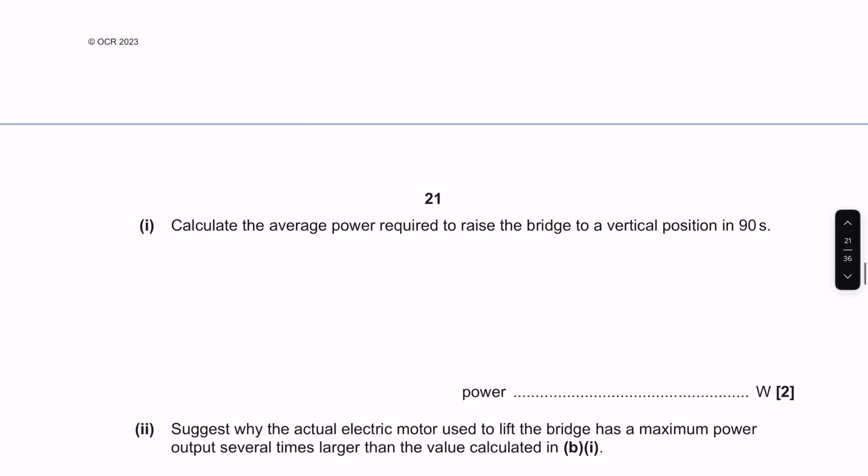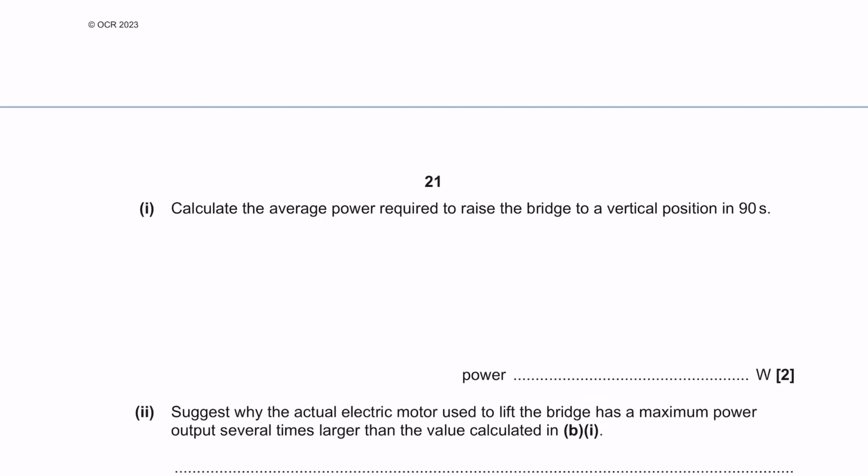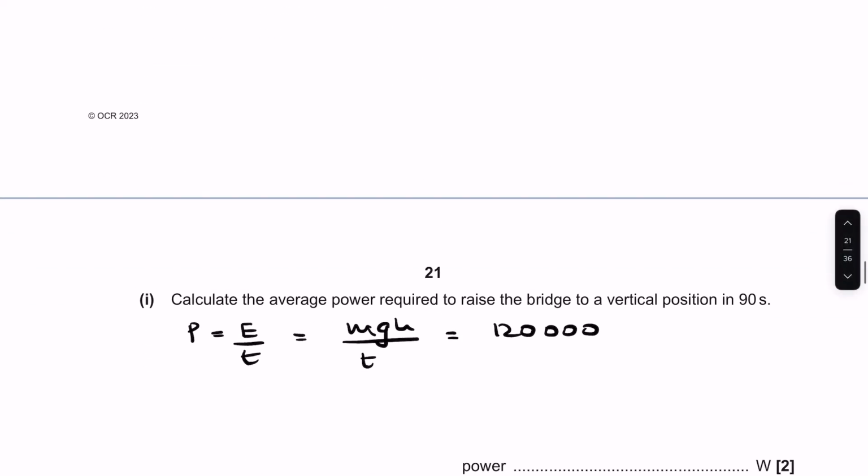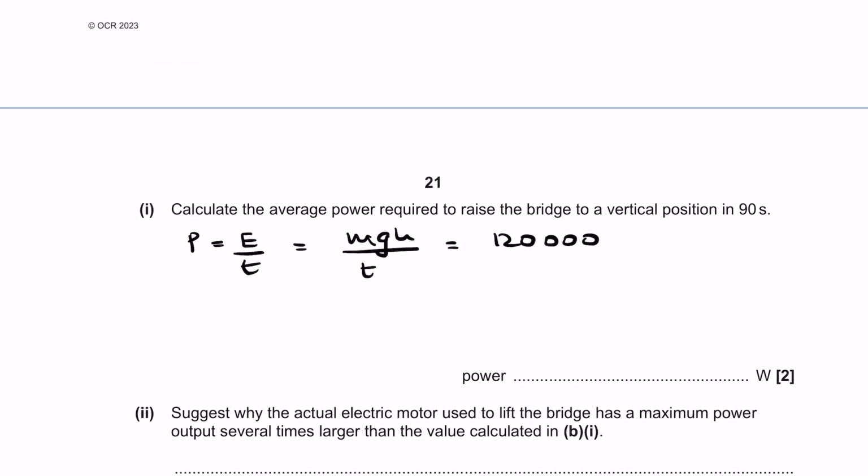For the first part, we have to calculate the average power required to raise the bridge to a vertical position in 90 seconds. So we can use power equals energy divided by time, and we know that energy is gravitational potential energy, mgh, and therefore it will be 120,000 newtons times 9.8. Actually, that is the weight, isn't it? Yes, sorry. So just 120,000 newtons times the height.